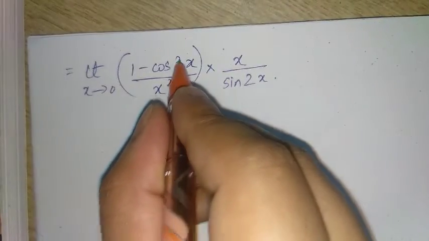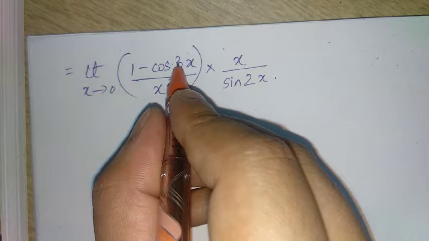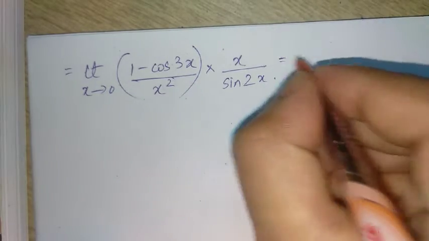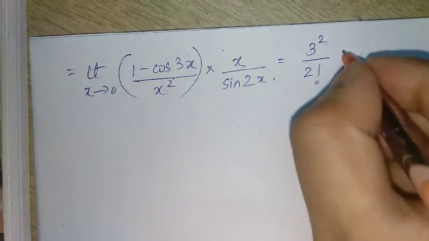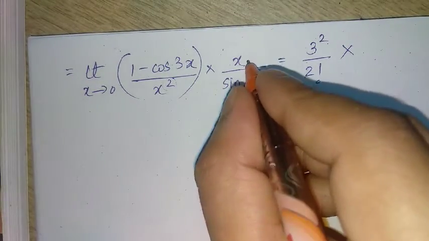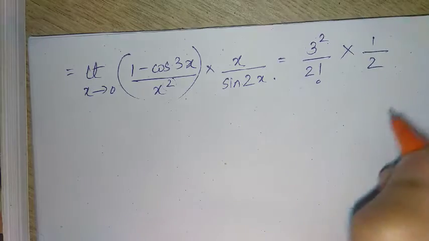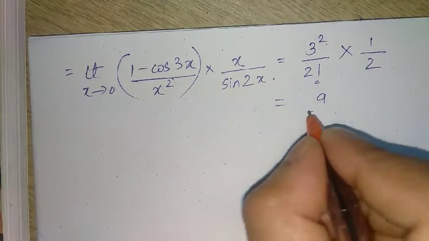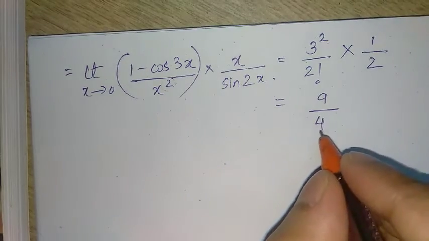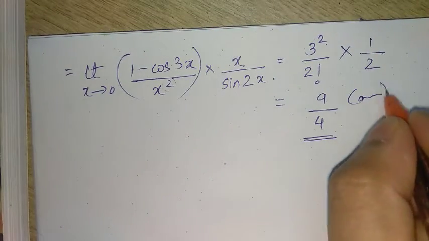So that was the reason. So now you see this is even power of x and the coefficient of x is 3. So what will be the answer? It is nothing but 3 square by 2 factorial into, since this is sin 2x by x, you will get 1 by 2 here. Okay, so the answer is finally 9 upon 4. So this is your final answer.